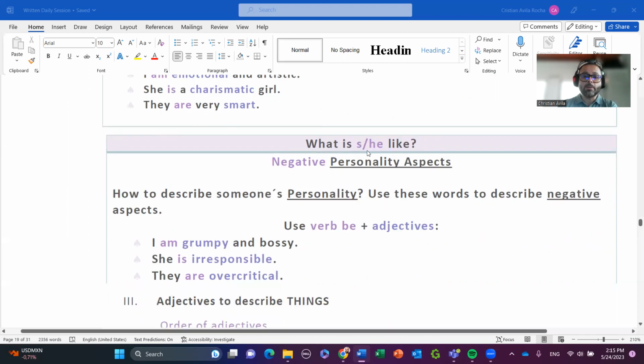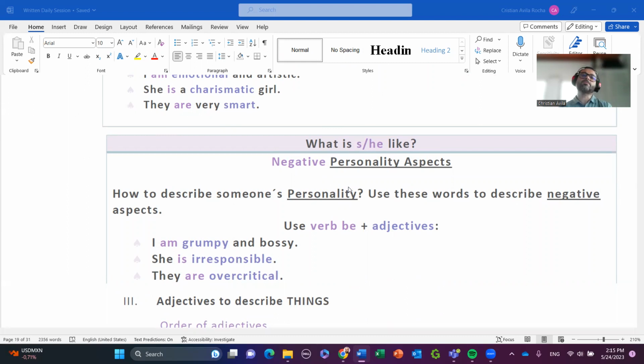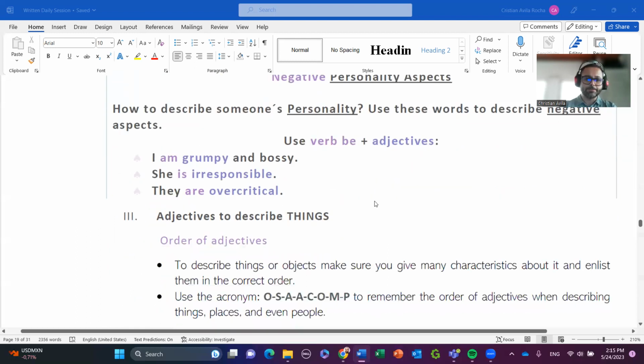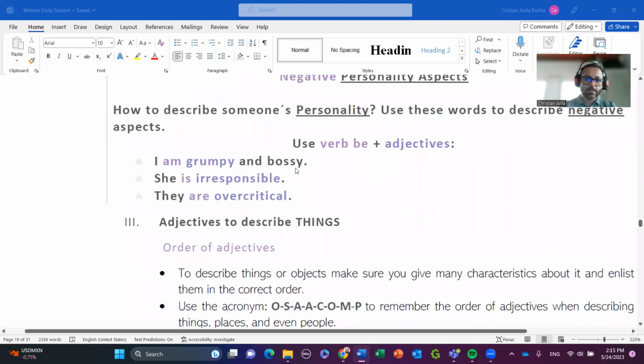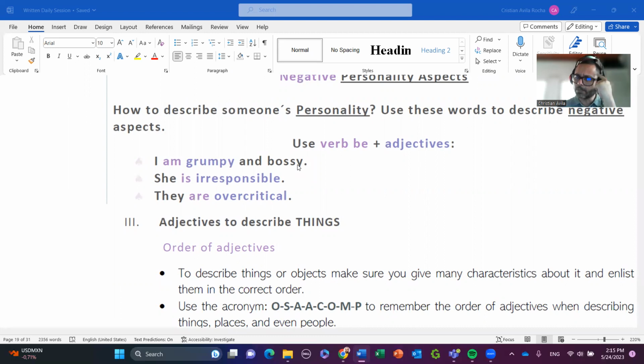Okay, then we can also describe the personality of a person with negative descriptive words. They are also telling me what personality aspects people have. So take a look at these examples right here. I am very grumpy and bossy. Do you think your teacher is grumpy and bossy? Think about it, and let me know your answer.